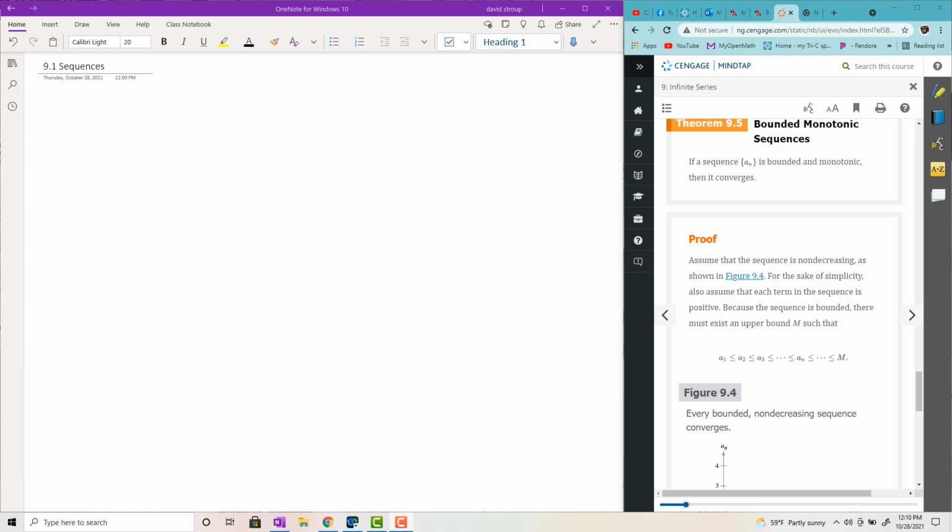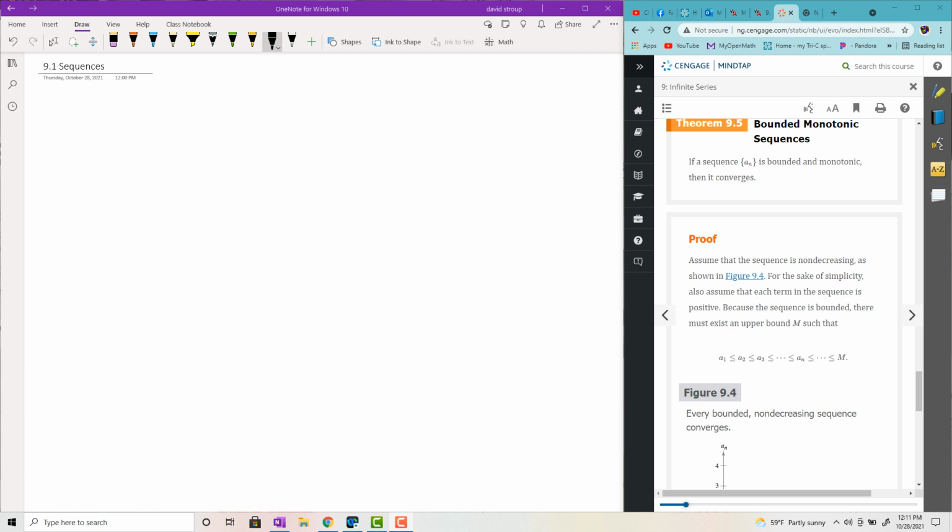Hey, welcome back. This is now chapter 9. We begin with sequences. It'll turn out later on that we're going to be able to approximate our trig functions and exponential functions using infinitely long polynomials. And these infinitely long polynomials can be seen as what they call sequences of partial sums.